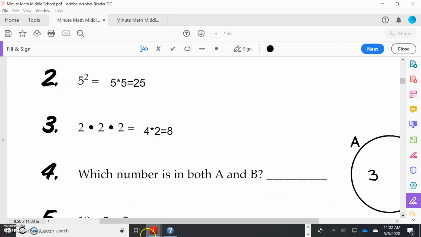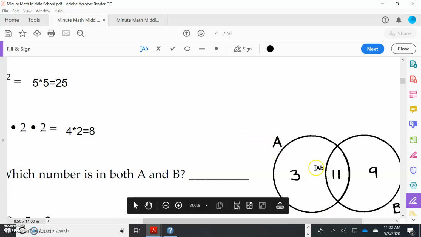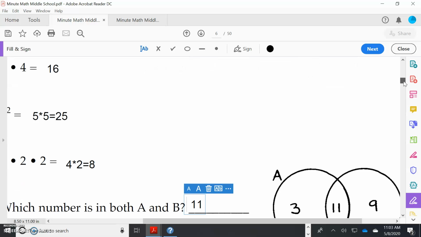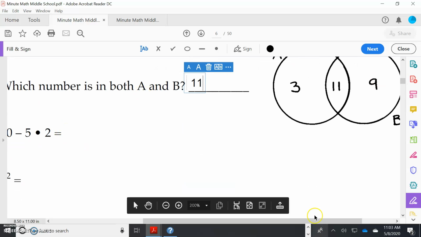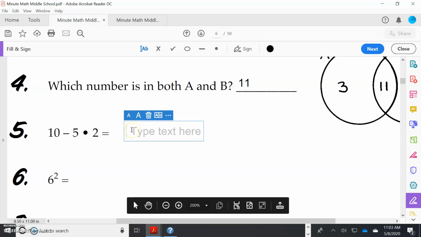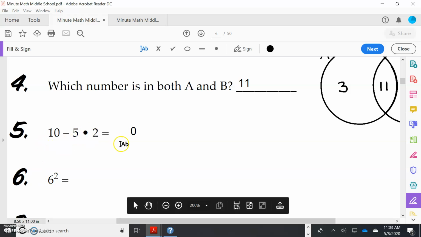Which number is in both A and B? So we look over here, and here is A and here is B, and we see that 11 is in both of them. Okay, now let's see what they want to ask us over here. 10 minus 5 times 2. 5 times 2 is 10. So what is 10 minus 10, guys? This here, 5 times 2 is 10. 10 minus 10 is the transfer.